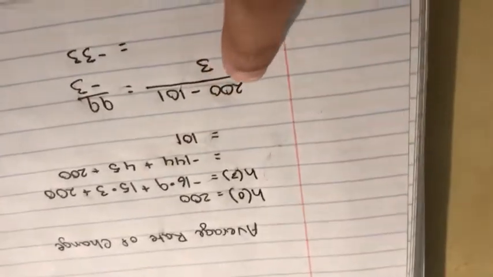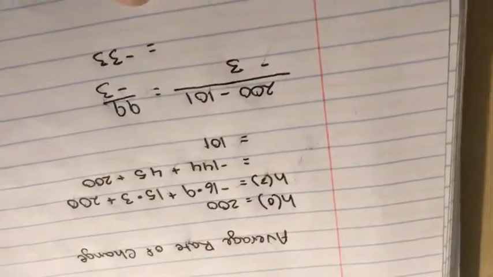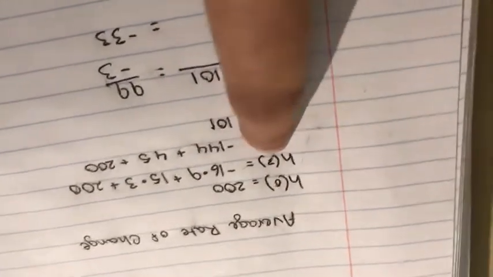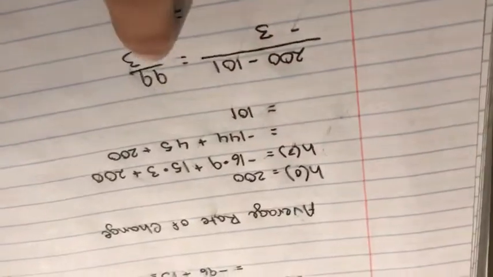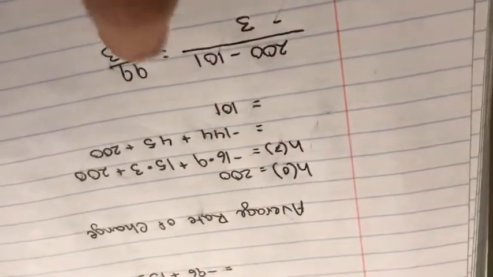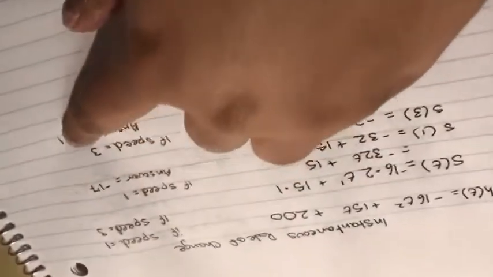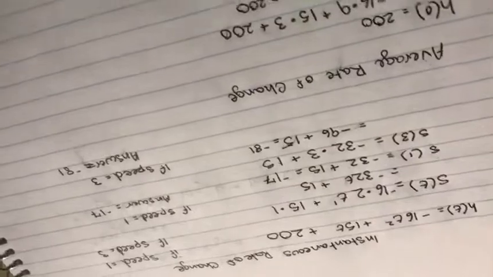So once you get that, you're going to use your 200 and subtract the 101 that you got, and you're going to do it over -3, which is from here. You're going to get 99, then divided by -3, and then you're going to get -33. So that's going to be your average rate of change answer. And these two are going to be your instantaneous rate of change answers.